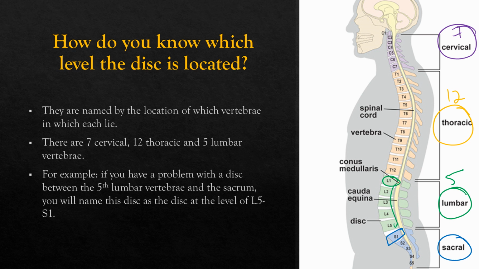So if I have a lumbar disc problem, and it's between the vertebrae of L5, S1 here in red, I'm going to say my disc problem is at the level of L5, S1. If I have another problem here between L4 and L5, that disc, and it's bulging out the back, I'm going to say I have a disc problem at the level of L4 and L5. Those are the most common disc herniations in the lumbar spine.